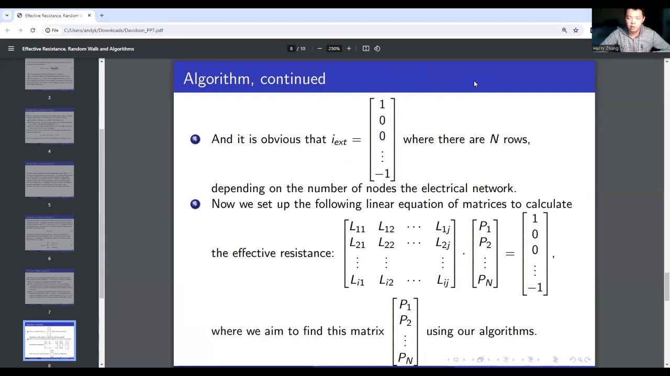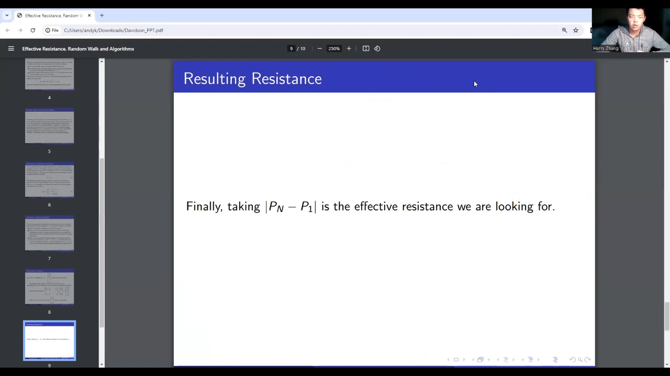Now we set up the linear equation of matrices to calculate the effective resistance, P1 to Pn, where we aim to find this matrix using an algorithm. Finally, taking the absolute value of Pn minus P1 is the effective resistance we are looking for.